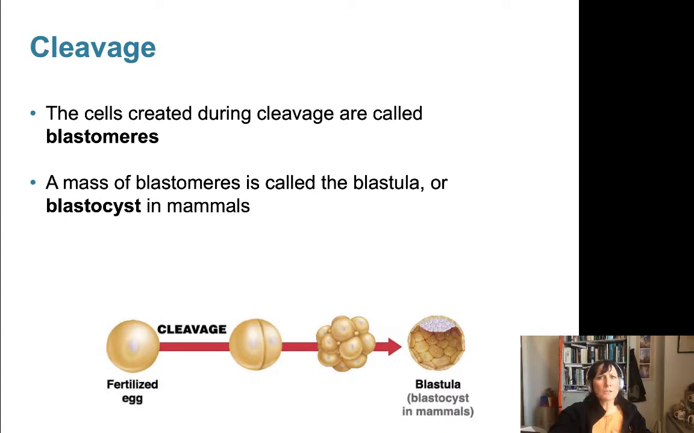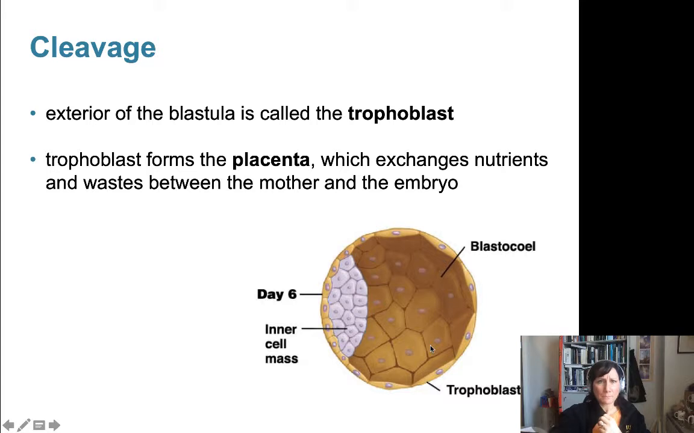So each of the cells that is produced during cleavage are called blastomeres. And the mass of blastomeres is called the blastula, or the blastocyst in mammals. And that's what you're seeing here. So it goes through a number of cell divisions. And by about day 6, what you have is, so this is the blastula.